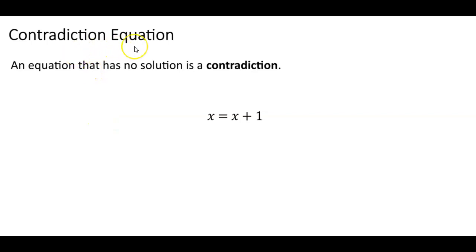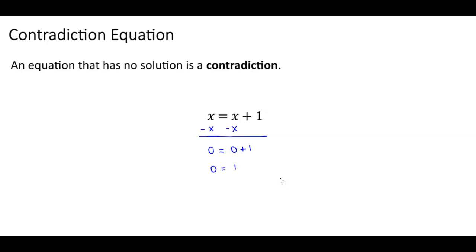Next, we have a contradiction equation. This is an equation that has no solution, which is a contradiction. Okay, so in this case, I have this equation where x is equal to x plus 1. Now, if we wanted to continue further, just as we've done in the past, to solve for x, we're going to have to subtract x from both sides. Well, what happens when we subtract x from both sides? On the left side of the equation, x minus x is going to give us 0. On the right side, again, we get 0 plus 1. And therefore, we have 0, which is equal to 1.